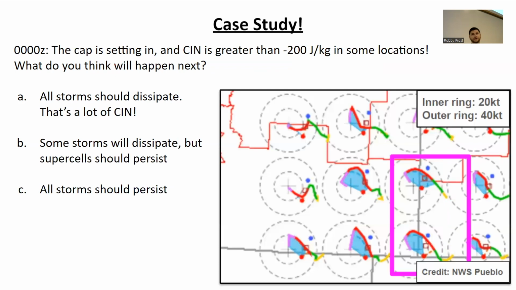And the last piece for this is it's 0Z now. The cap is setting in. It's getting late. SIN is starting to increase to some concerning levels in some locations. What do you think will happen next? B? Why?